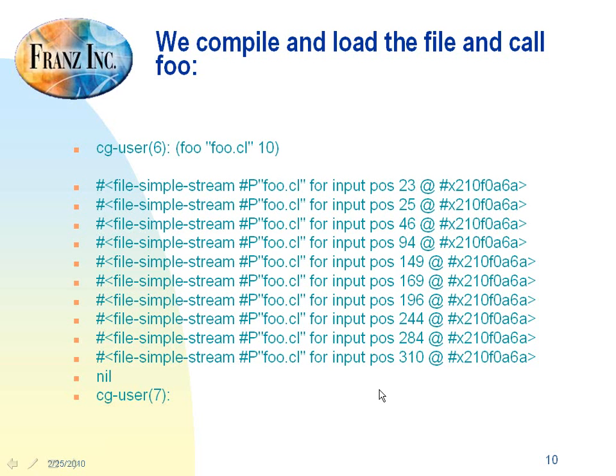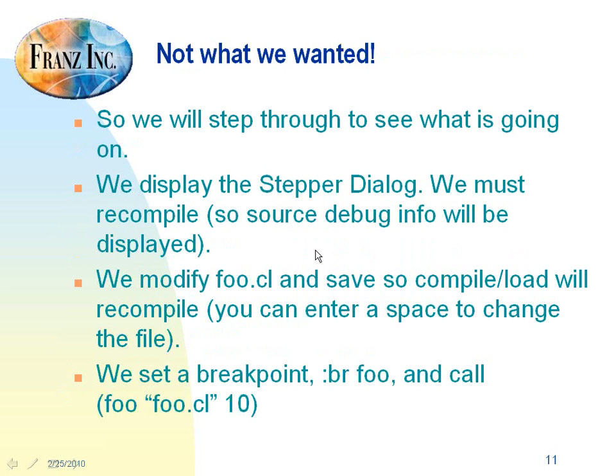And we're expecting to see 10 lines from the file, but instead we just simply see a representation of the stream object, and that's obviously not what we wanted. So we're going to step through and see what's going on, and in order to do that, we have to display the stepper dialog. We must recompile it, because when we first compiled and loaded it in order to run our test, we didn't have the stepper dialog displayed, and so using the default settings, it didn't store step source information in the FASL file, so we have to recompile it.